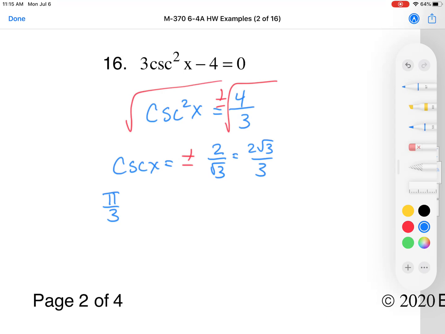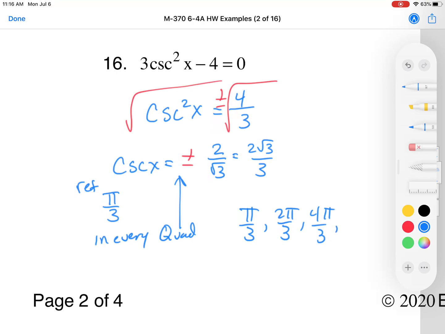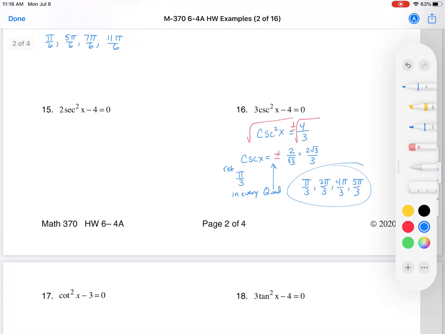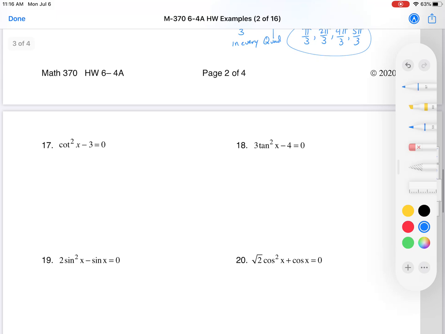And so it's a pi over 3 reference angle in every quadrant. Now why is it in every quadrant? Because of the plus or minus. And so what do we have? Pi over 3, 2 pi over 3, 4 pi over 3, and 5 pi over 3. Okay, those are the 4 answers that are coming out of that. So you can see that that continues for a while.